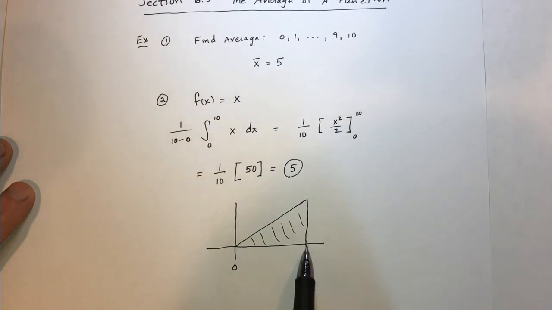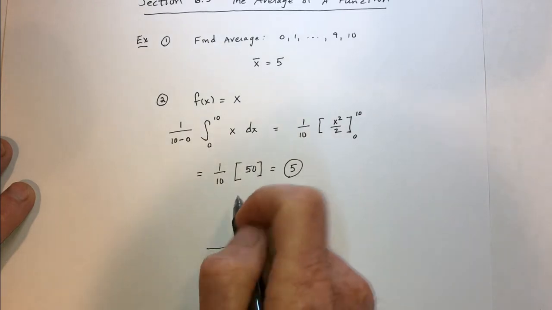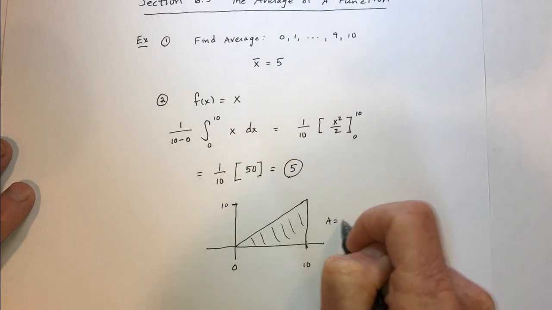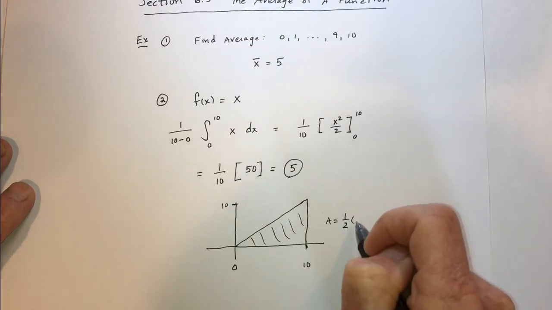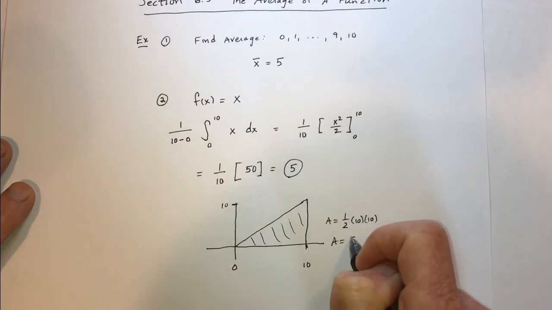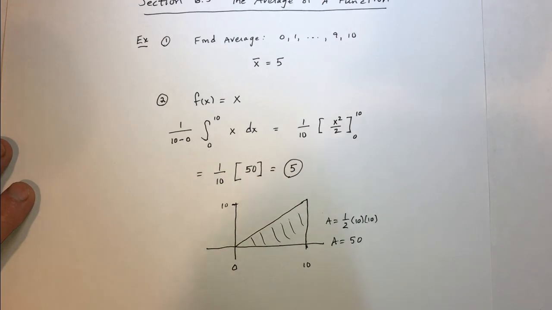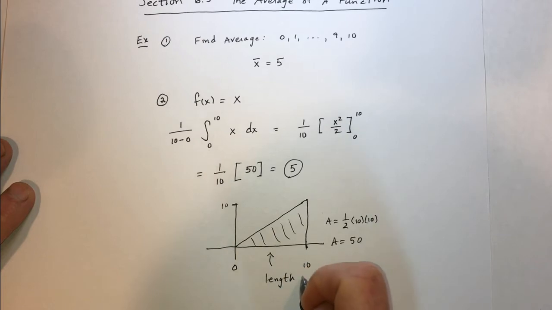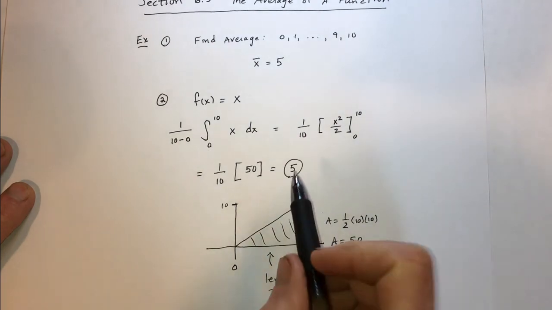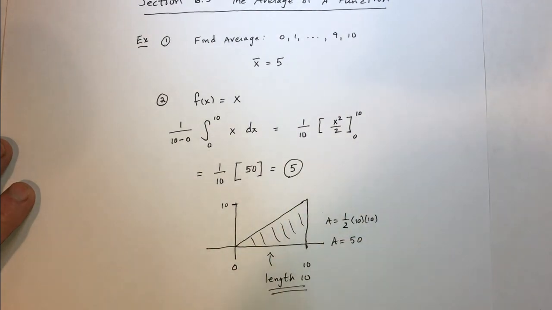Because the base is 10, the height would also be 10 since it's y equals x. And the area for a triangle is 1/2 the base times the height. So that means that the area is 50. And then this has a length of 10. And so you take the area of 50, you divide by 10, and you'll get the average value of the function. Or in other words, the average y value.